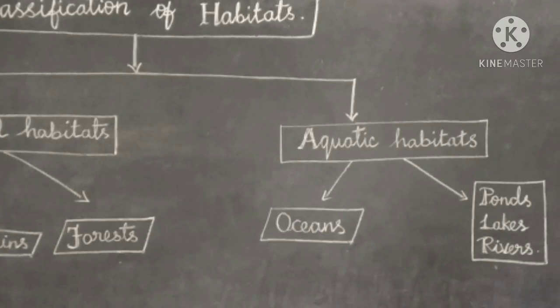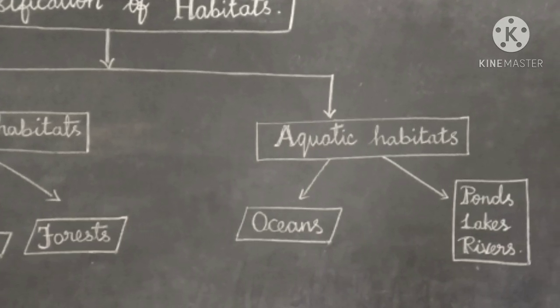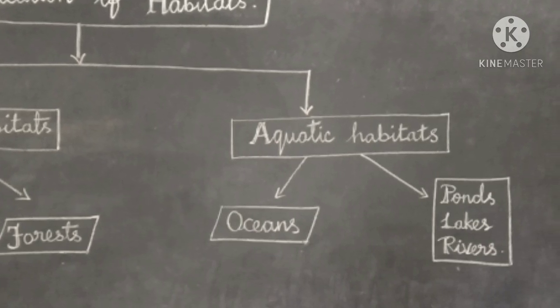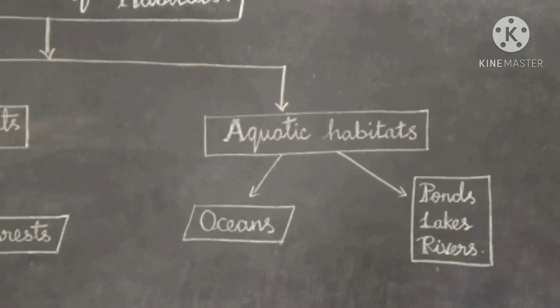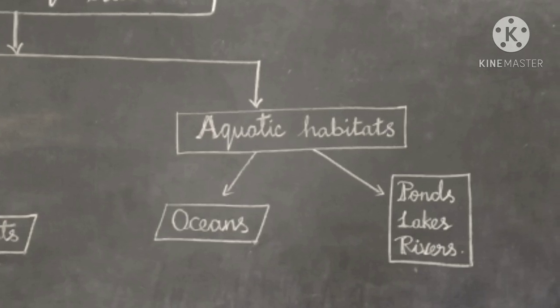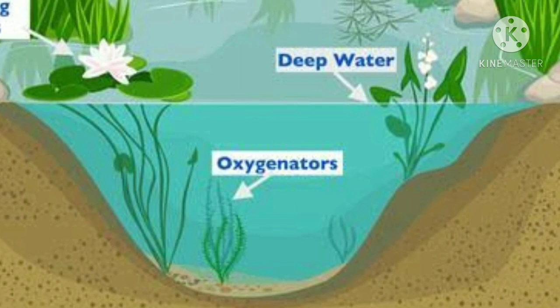Aquatic regions are bodies of fresh water and also salt water. Freshwater habitats include ponds, lakes, rivers, mangrove swamps, coral reefs, and oceans or saltwater habitats. Let us see about the ponds, lakes, and rivers.